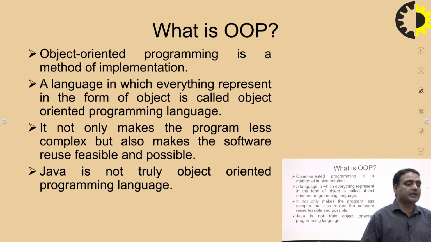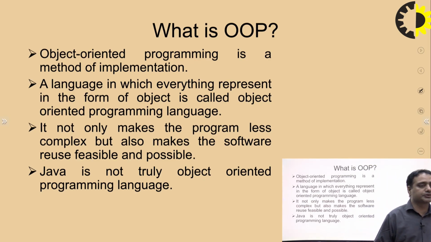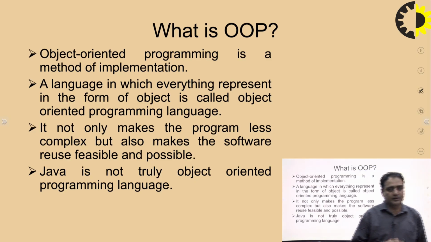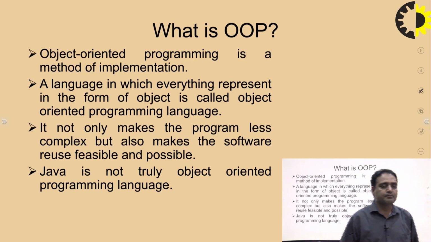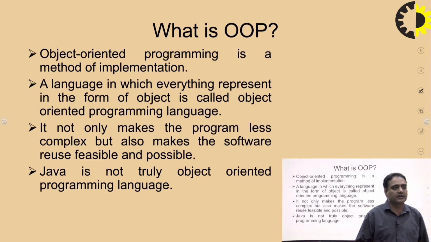It not only makes the program less complex, but also makes software reuse feasible and possible. Java is truly object-oriented: when we are comparing this language to C++, then we can say that it is a pure object-oriented programming language. But if we are comparing this language to other high-level languages, then we can say that this is an object-oriented programming language.